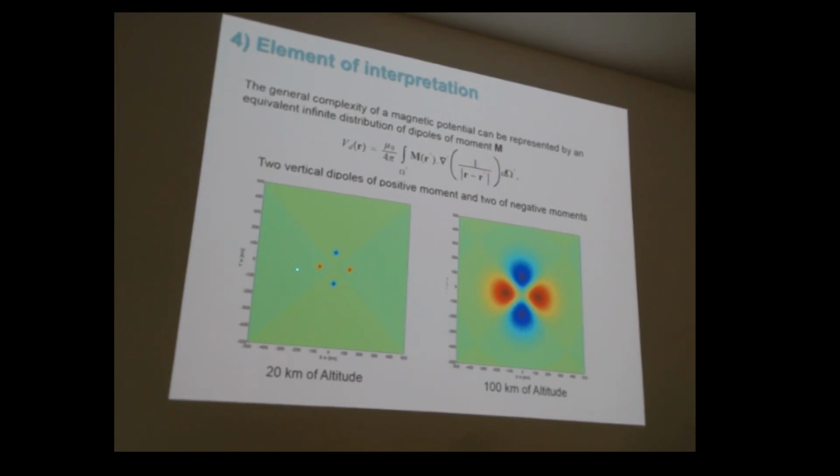So if you put 4 dipoles spaced, let's say, 100 kilometers apart or 200 kilometers apart here, at 20 kilometers altitude, there is one negative polarity, and two positive polarities. The same distribution of dipoles will give you this signal at satellite altitude, or the airborne altitude of 100 kilometers, because if you go further, then the signal appears to be larger.